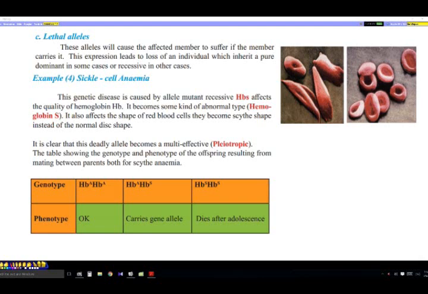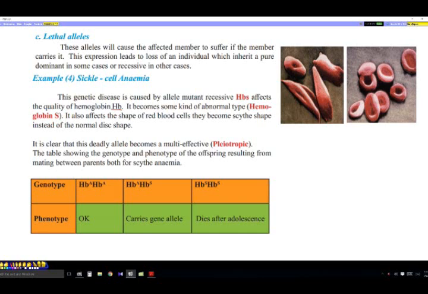Sickle cell anemia. This genetic disease is caused by the mutant recessive allele, hemoglobin S, which affects the quality of hemoglobin. So the gene causes what? Abnormality in hemoglobin. So hemoglobin causes abnormality in the shape of the cell it is contained in, which is the red blood cell. It becomes an abnormal type, like hemoglobin S.